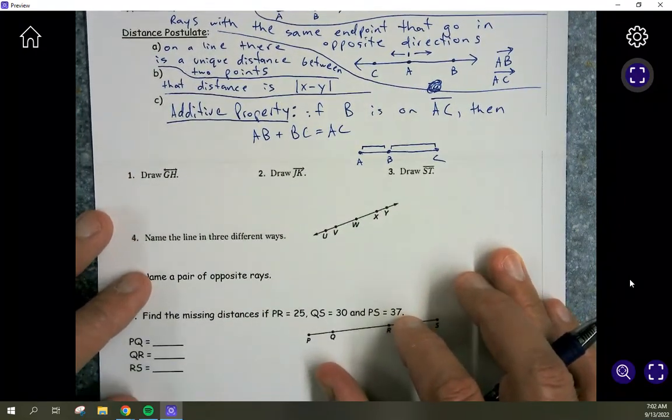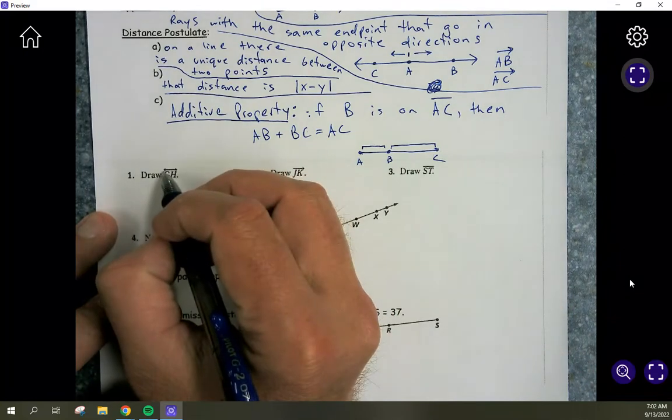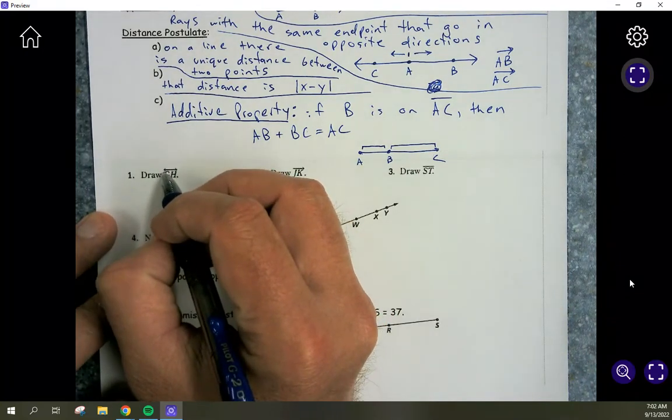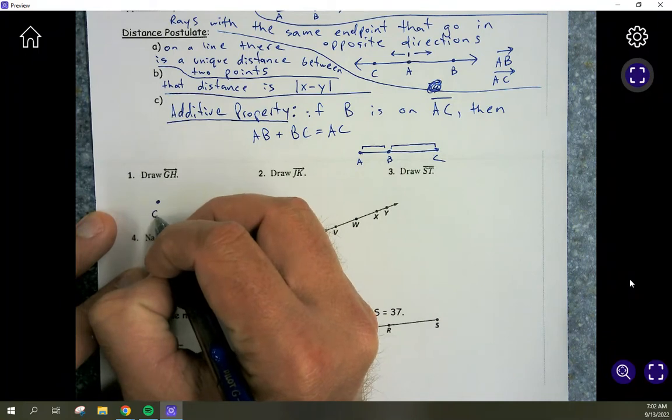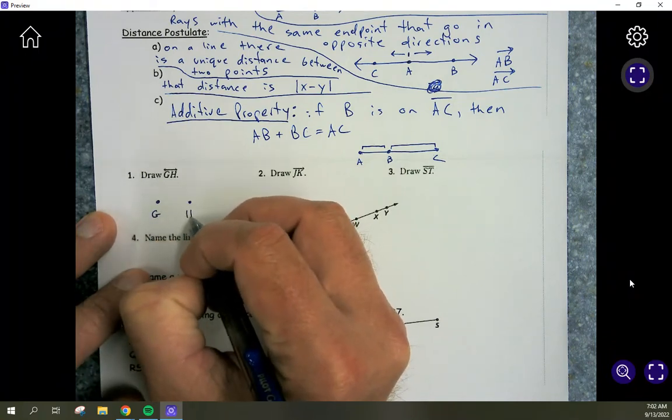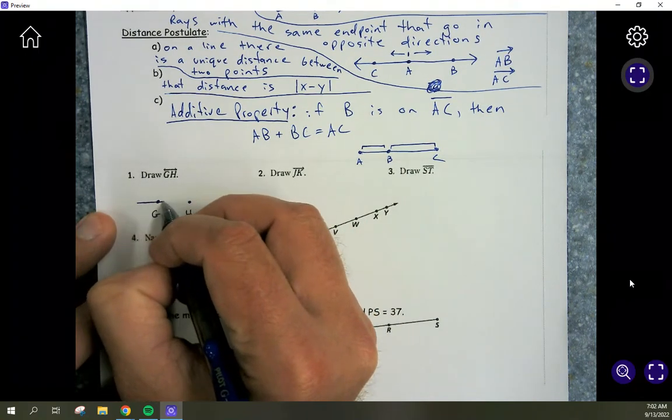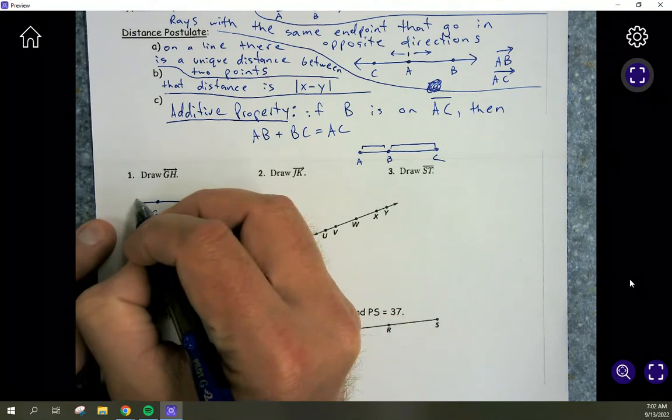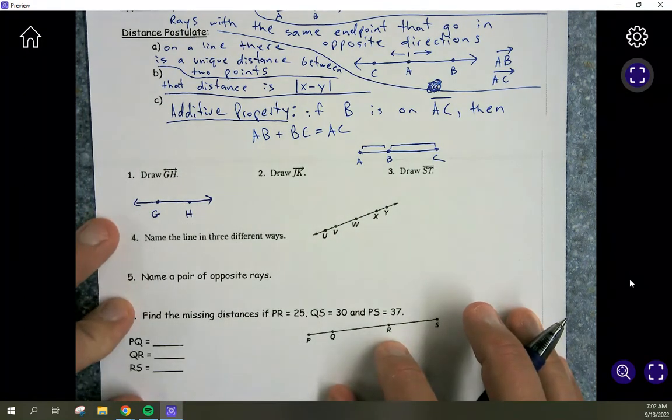Okay, a couple practice problems now. So we're going to draw GH. Important to notice this is a line. You have arrows on both sides. So I'm going to put G, and I'm going to put H, and this is a line that goes through them and forever in both directions.